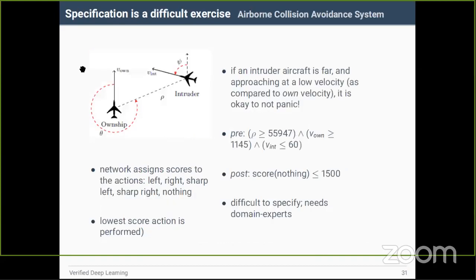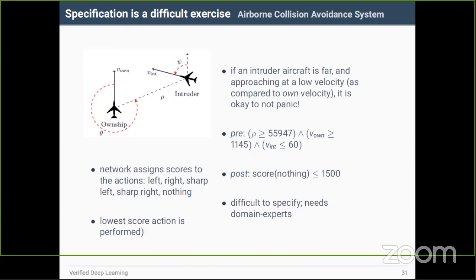Once again, we had this example from the first lecture. You have this ownership here, which is moving, and you have synthesized a controller in terms of a neural network, which tells you what to do when it sees an intruder aircraft coming from some direction, by calculating the distance and the angles and the velocities and so on.